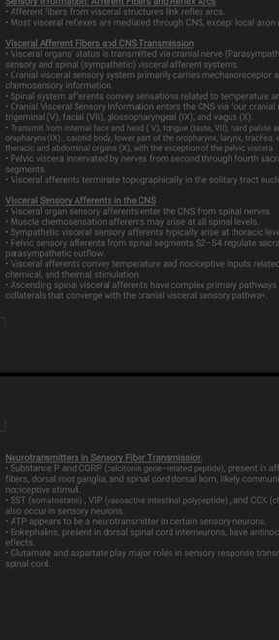So muscle chemosensation afferents may arise at all spinal nerves.